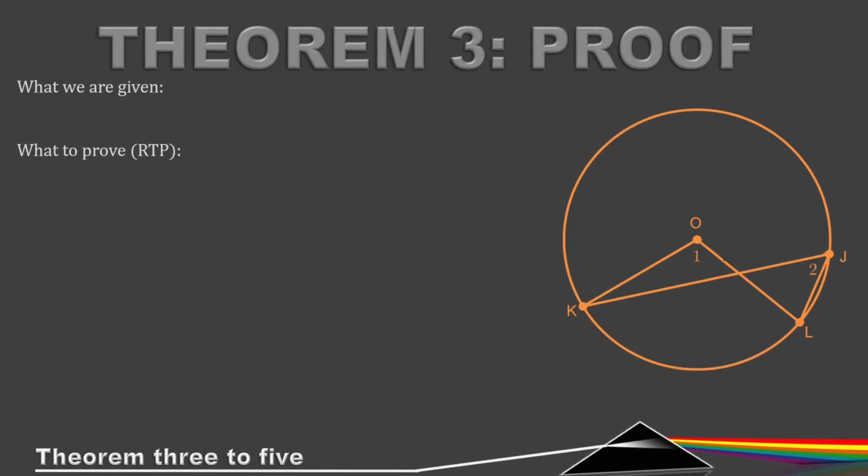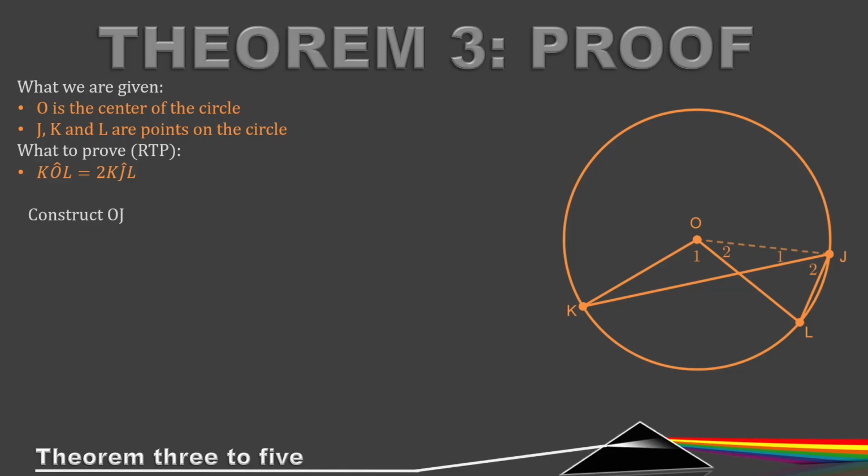Next up, we have the same proof, but this time the shape of our diagram is different. It's more like a bow type of shape. Again, we just need to prove that O1 is double J2. We start with what we are given. We know that O is the center of the circle, and J, K and L are points on the circle. What we need to prove is that KOL is 2 times KJL.